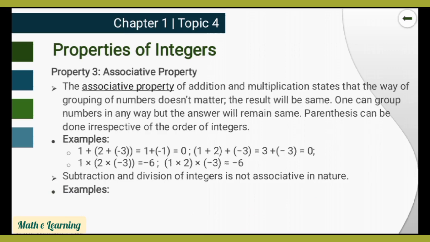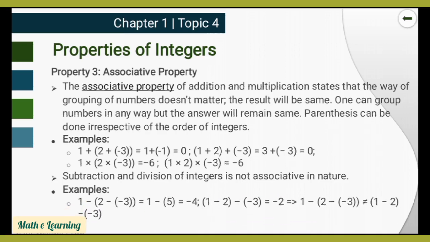Subtraction and division of integers is not associative in nature. That means associative property does not apply to subtraction and division. And we understand using example.